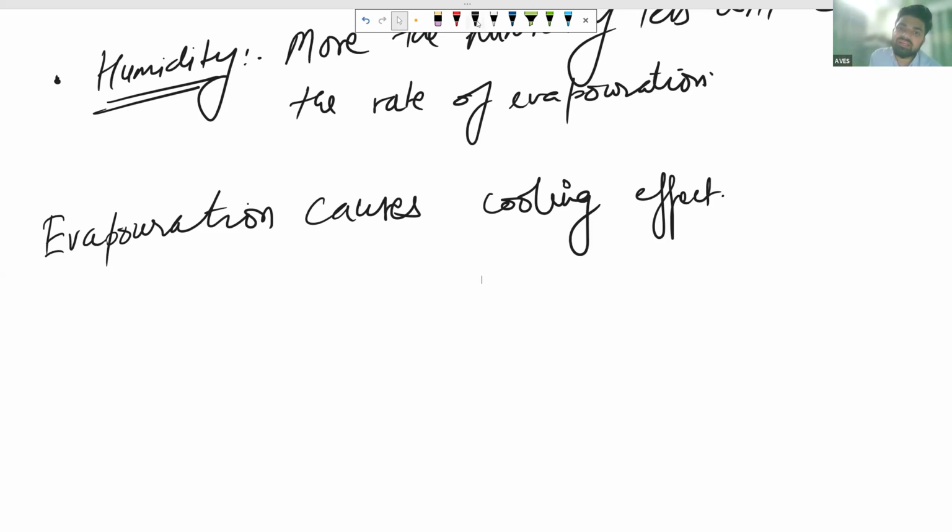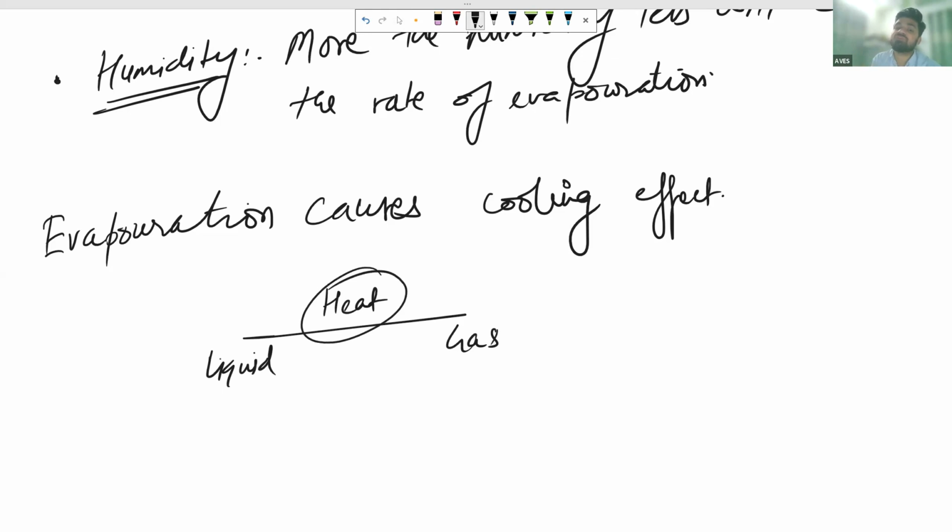Because the heat energy of that pan is being utilized by the water, which helps the liquid water convert into gas, and this heat is absorbed from the surface on which the water is. If you add water on the pan, it will take the heat from the pan, and in turn, if the heat is removed from the pan, the pan will become cooler. So we'll say that evaporation causes a cooling effect.